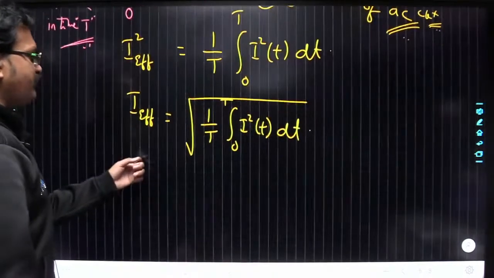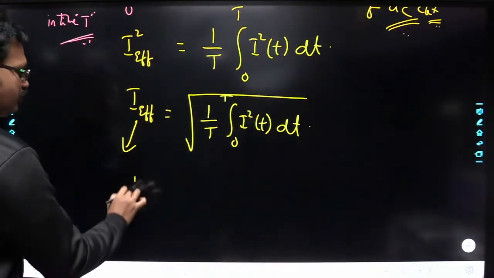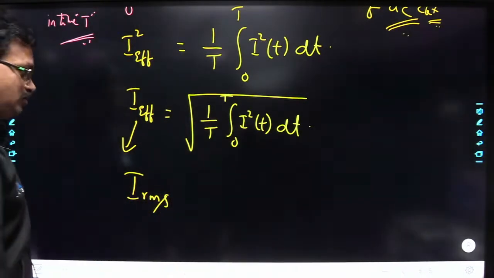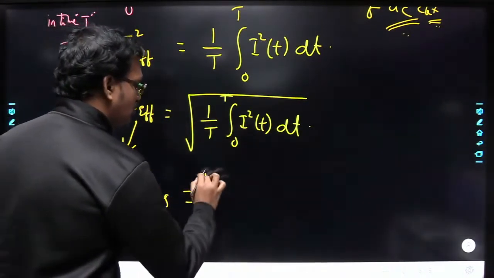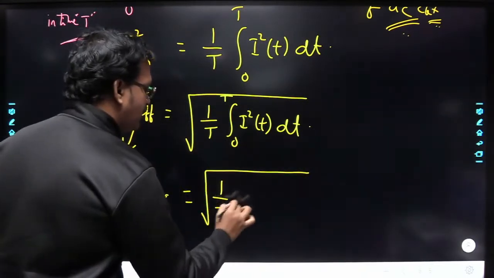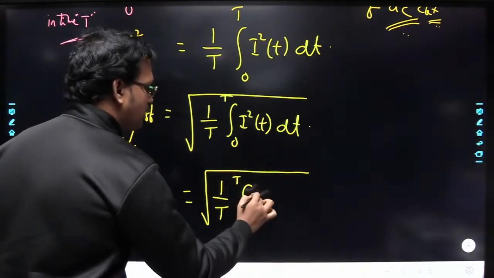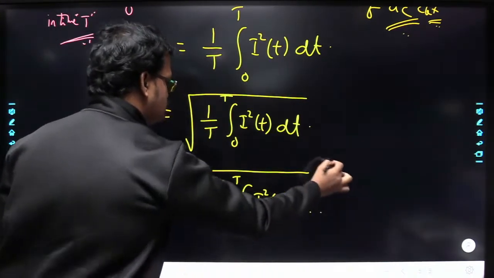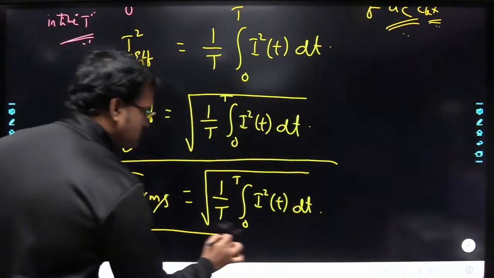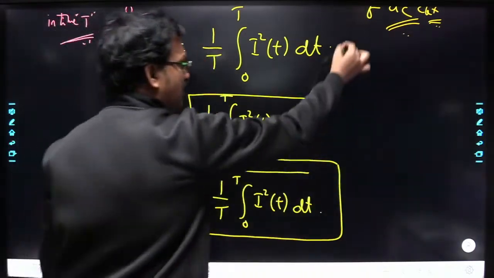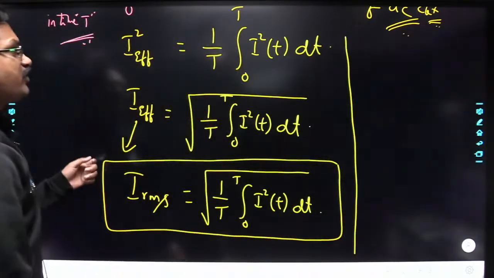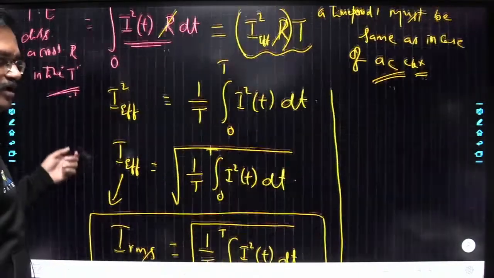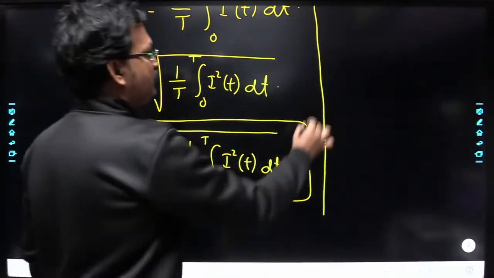This effective value we call the RMS value. So I RMS is equal to the square root of 1 by t integral 0 to t I square of t into dt. So this is the RMS value of current here. Similarly, instead of writing I square into R, you can write in terms of V square by R. Then also you are going to get V RMS, right?